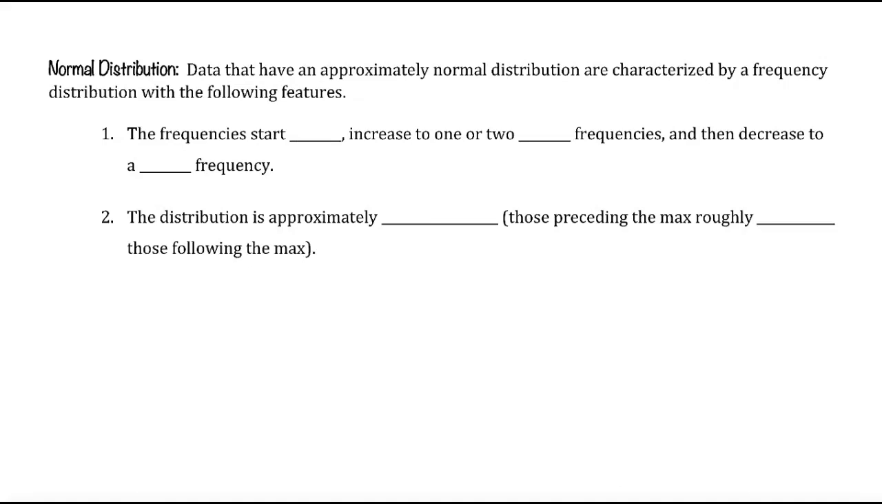The last thing that we'll talk about in this lesson is the idea of a normal distribution. Data that have an approximately normal distribution are characterized by a frequency distribution with the following features. The frequencies start low, increase to 1 or 2 high frequencies, and then decrease back to a low frequency. In addition, the distribution is approximately symmetrical. Those that precede the max roughly mirror those that come after.